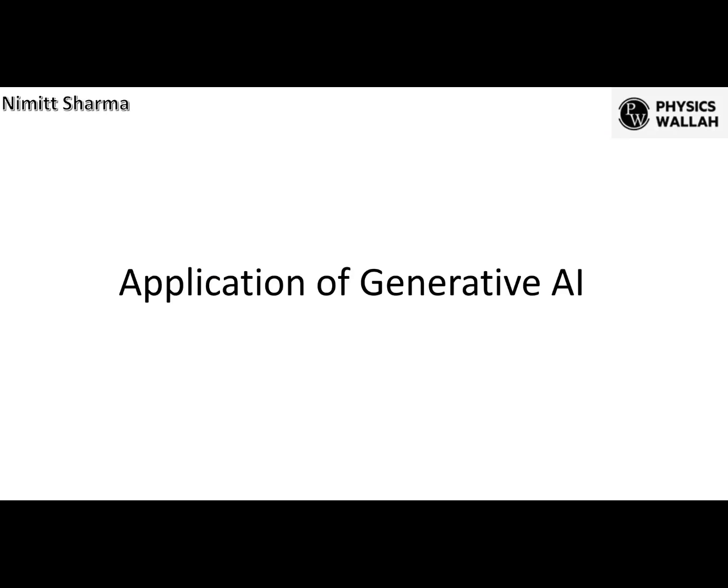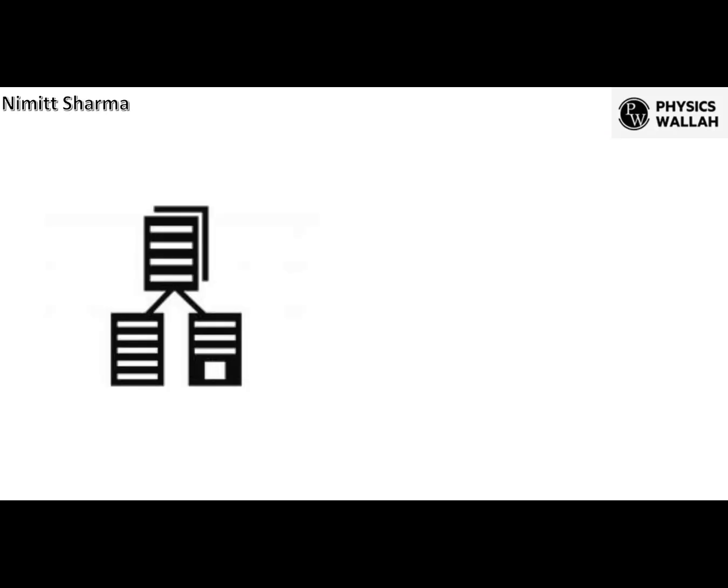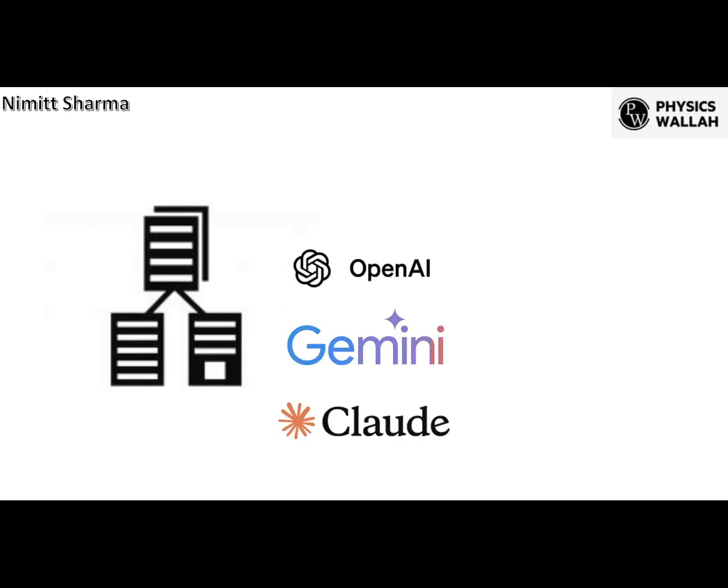Applications of generative AI. First up, we have text generation. Models like ChatGPT, Gemini, Claude, they can write poems, essays, emails, tweets, Instagram captions, literally anything you want. People are even using it for their exams and corporate mails, which is both hilarious and mildly dangerous.